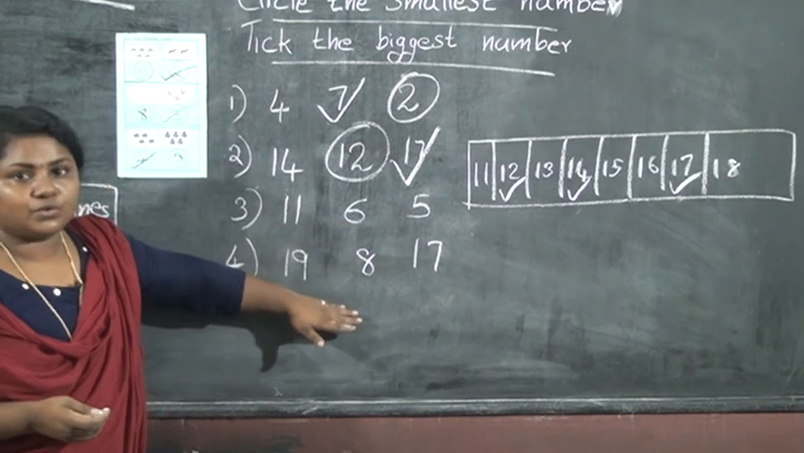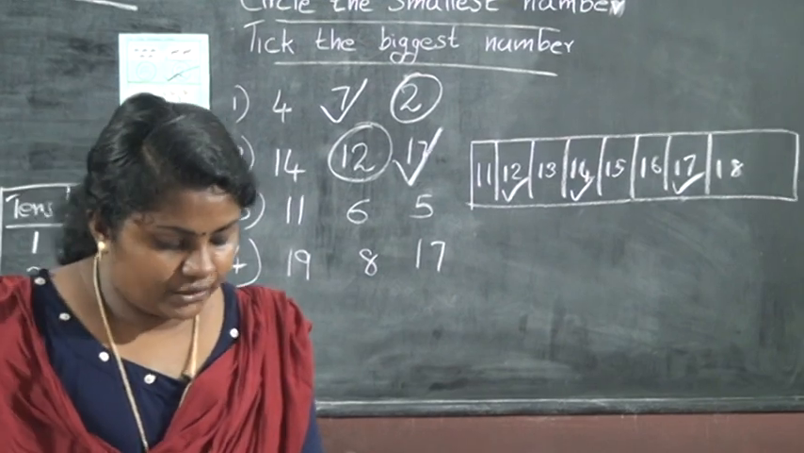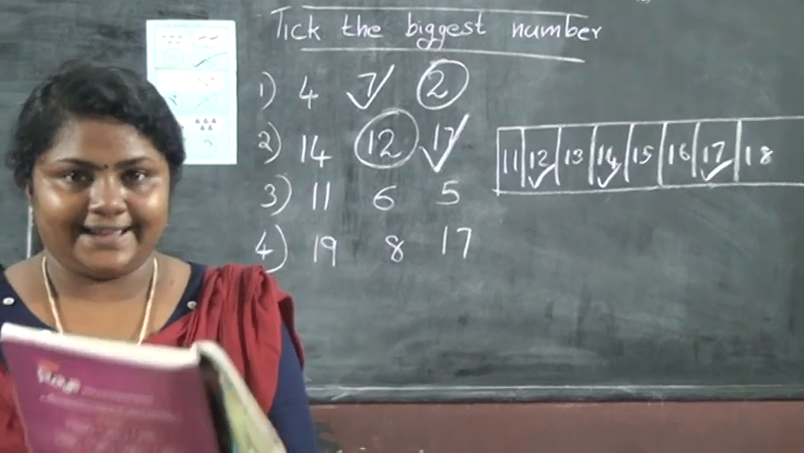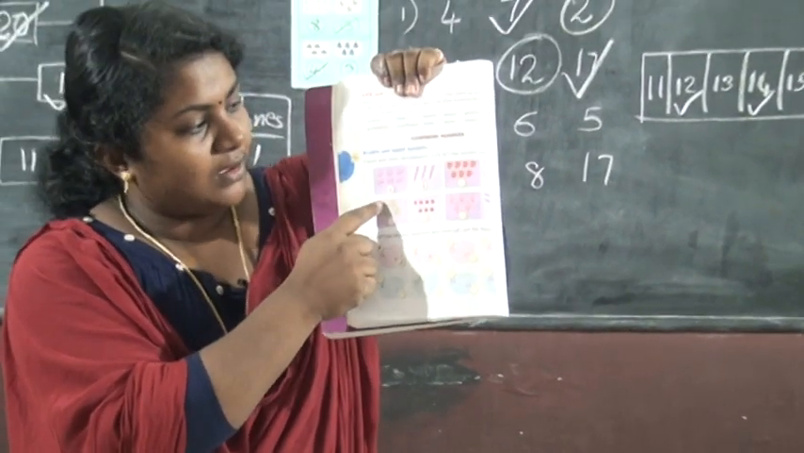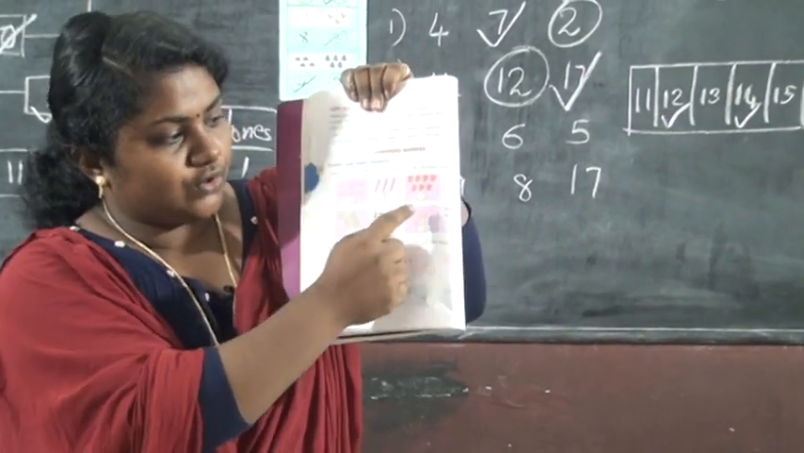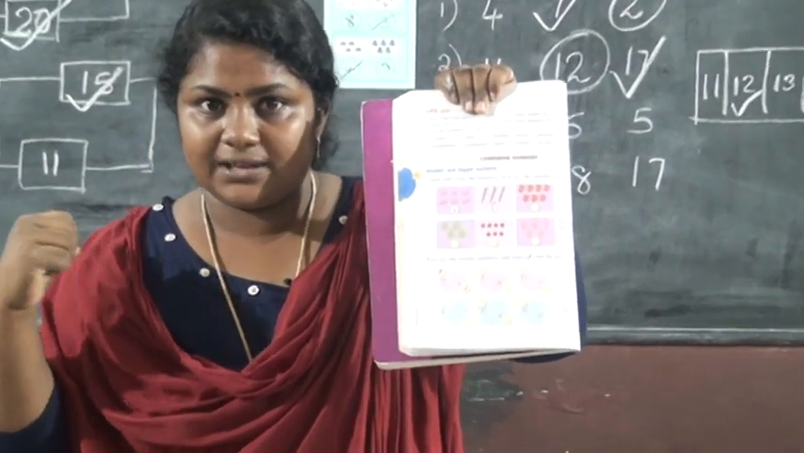This too you have to do in your notebook. And I am giving one more exercise to do. In your textbook, page number 68. In the textbook, page number 68, you can see smaller and bigger numbers. You have to count and put a tick mark here, just like we have done in the chart.